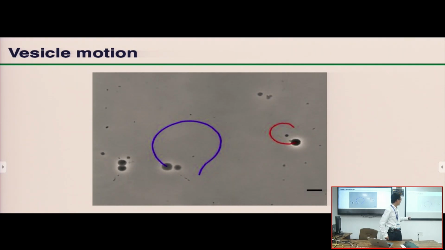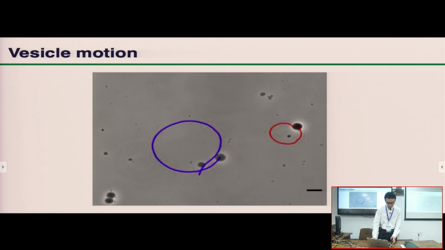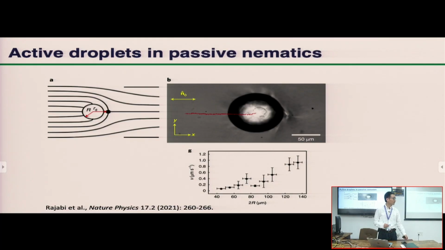In this case, it's not aligned, so you get this circular kind of trajectory. It looks like a chiral active motion that you see here, and it's going in circles. Okay, so lots of strange systems that we looked at today.